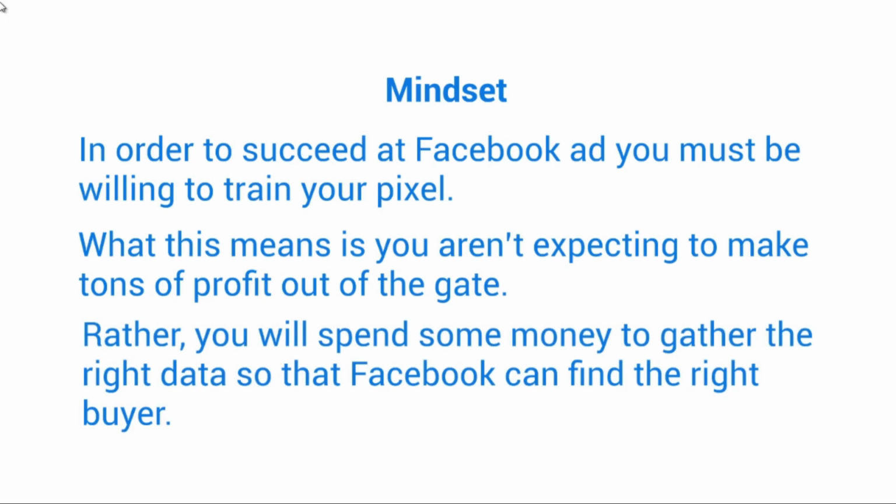Training a pixel basically means that you get traffic to your website where the pixel is located, and Facebook is able to figure out what kind of traffic is coming to your site, and of course what kind of traffic is buying your product. So who is considered a lead and all of that. And then in the future, you can create a lookalike audience, and Facebook will go out into their database and figure out who they can target and who is most likely to become your lead. So in this case, you're going to be spending some money to gather the data so that Facebook can figure out the right buyer.